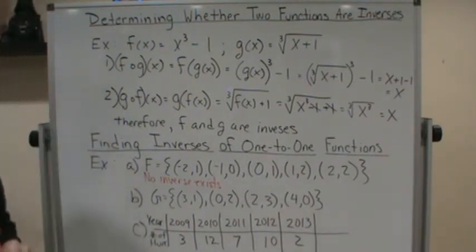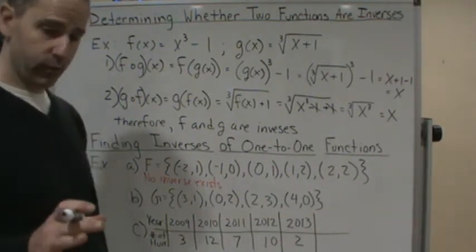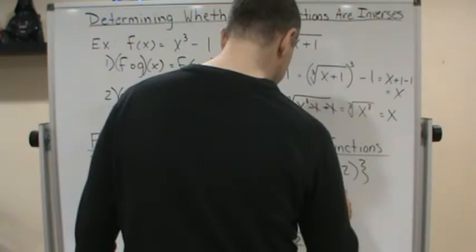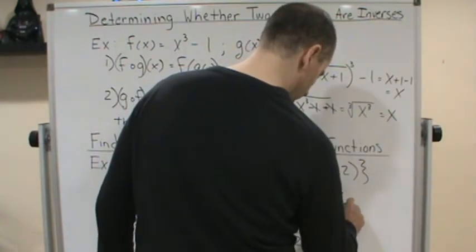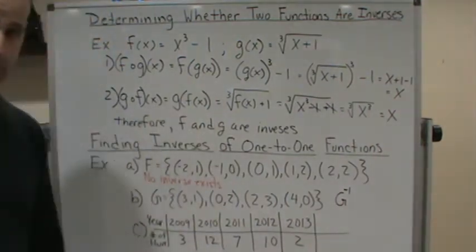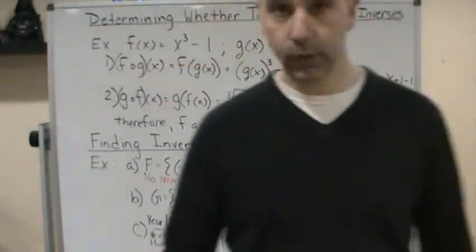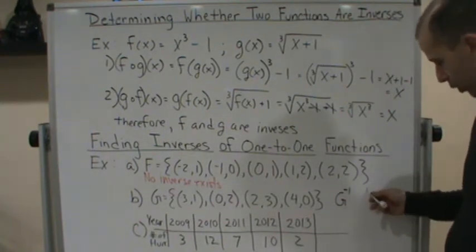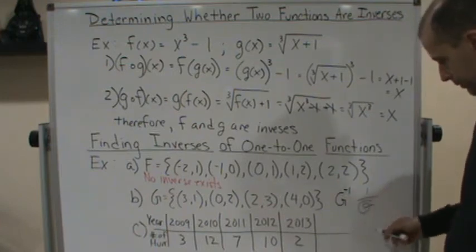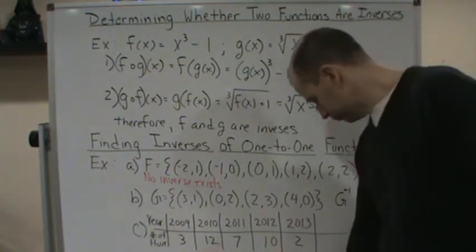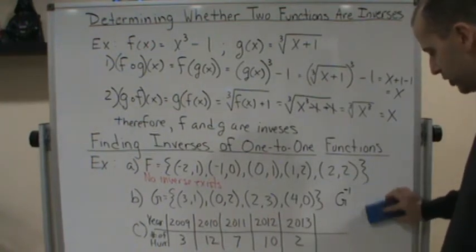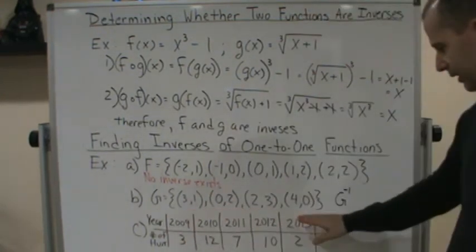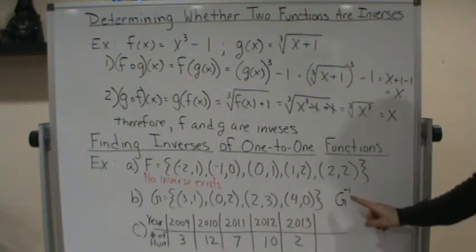Now, here I'm going to show you some notation. How do we notate the inverse of g? Well, the inverse of g is denoted as g inverse. Now be careful. This is not g raised to the negative 1 power. This is not 1 over g. That is wrong. This is a special notation that just means an inverse function. So if this is g, then we notate the inverse function as g inverse.